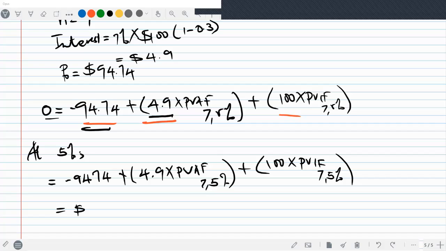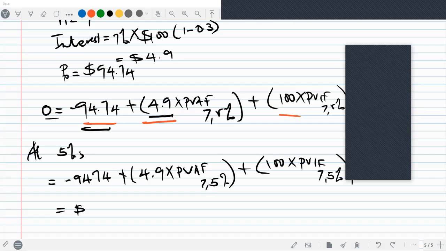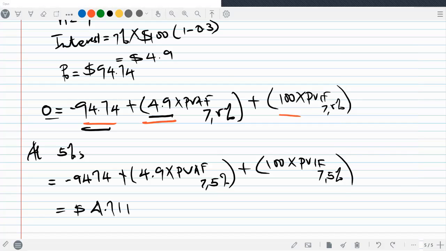You get how much? Munir, what do you get? I'm getting 4.711. 4.711. Yes. Positive or negative? Positive. Great. You get 4.711 to be the sum present value of those cash flows.